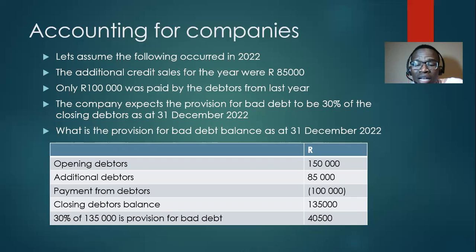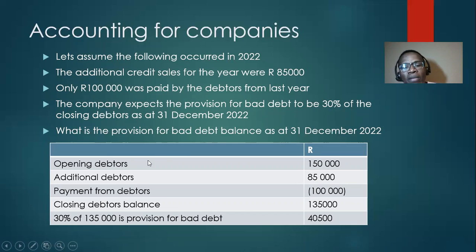Some of them are not responding to our request for demand letters. So there's a probability that more of these remaining customers won't be able to pay. So we increase our estimate to 30%, right? Then we are told: what is the provision for bad debt balance as at 31 December 2022?